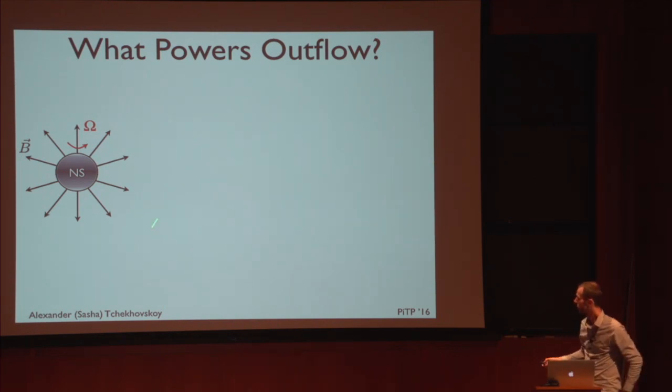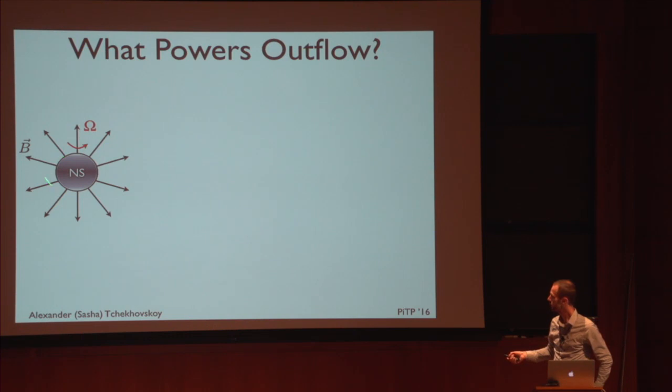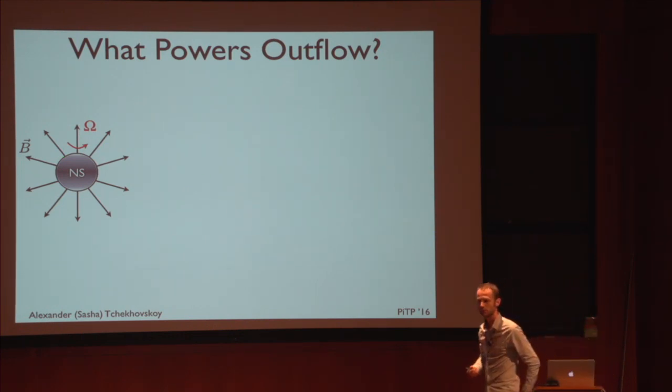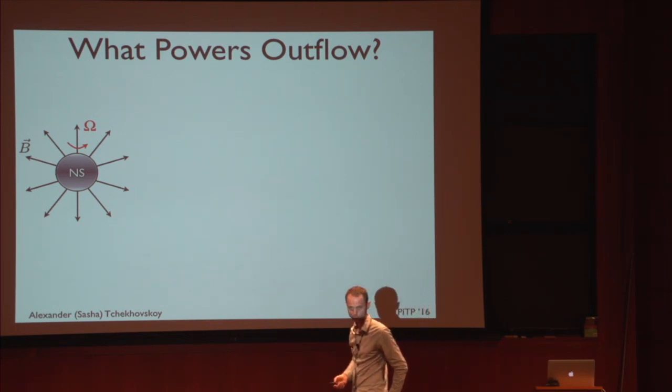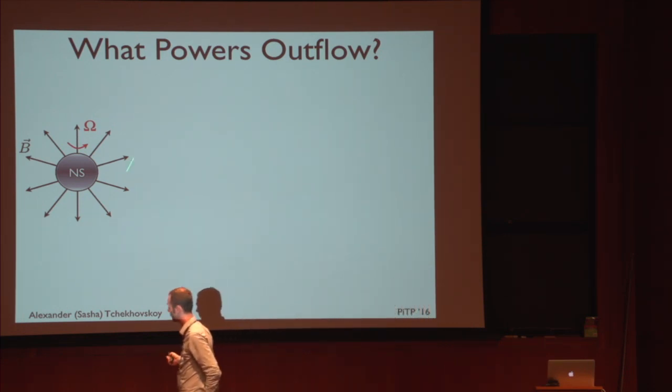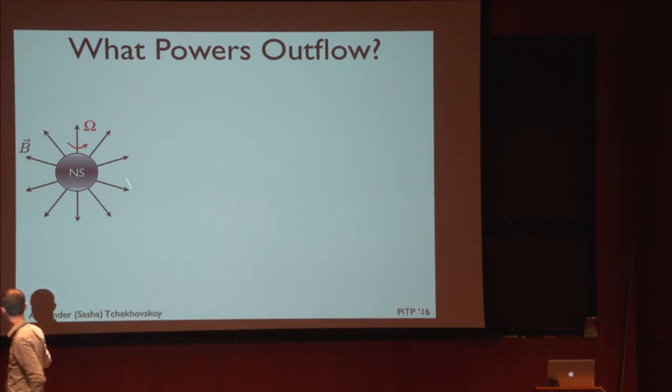Okay, so we have a neutron star, and we have magnetic field lines sticking out of the neutron star. And I'm expecting to get a question. There are no monopoles in the universe. Why are you putting a monopole in a neutron star? Because half of these field lines should be going in and half should be going out, because the total magnetic charge on the neutron star should be zero.